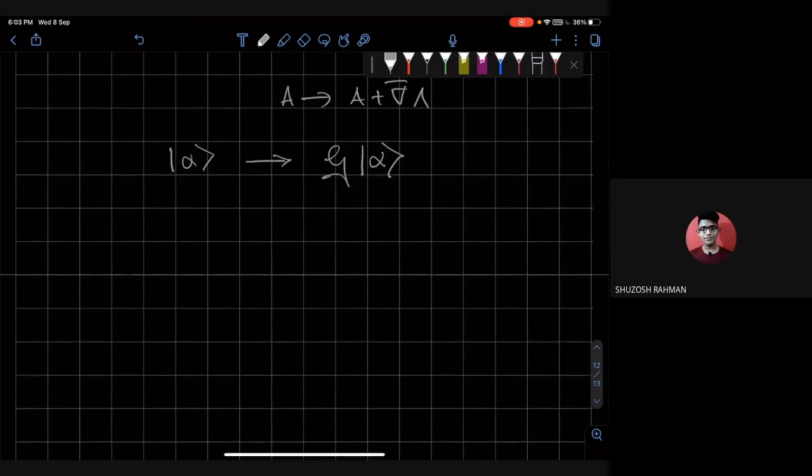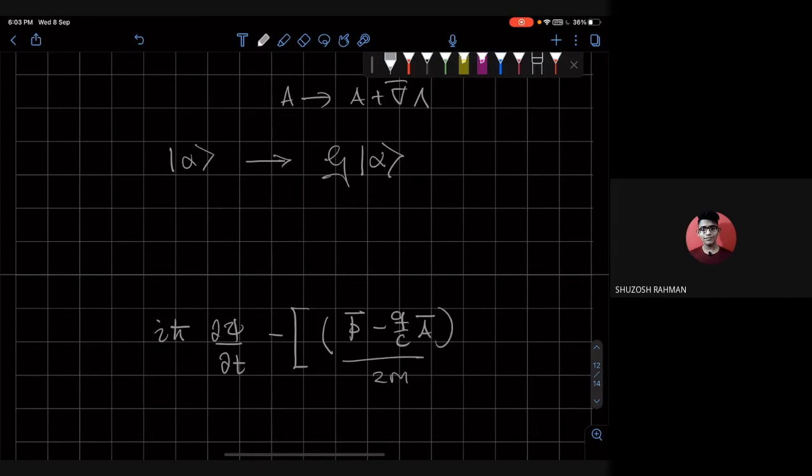the Schrodinger equation. What does happen to the Schrodinger equation? The Schrodinger equation is i h bar times the time derivative of psi minus the Hamiltonian, right? What is the Hamiltonian? It's (P minus Q by c A) divided by 2m, and there's a square here, minus Q phi acting on psi is equal to 0, right? That's the Schrodinger equation.